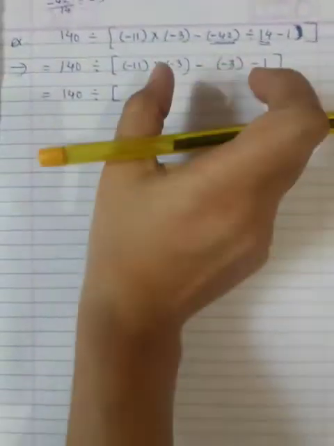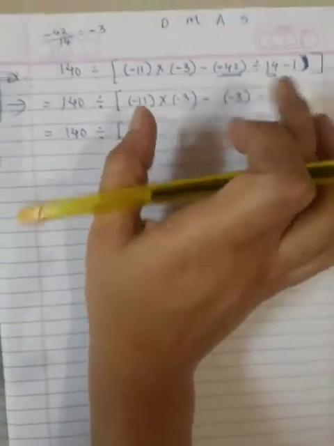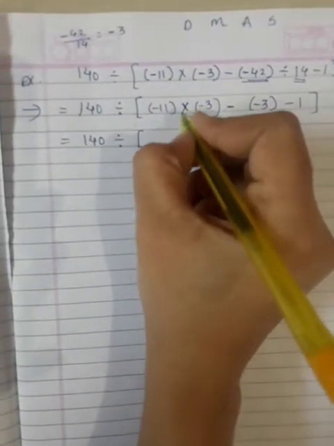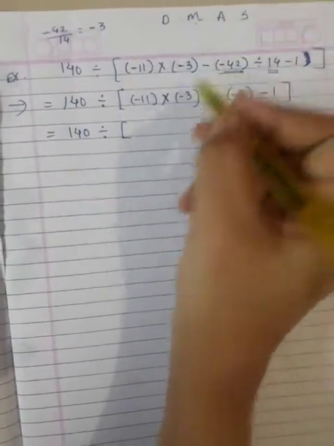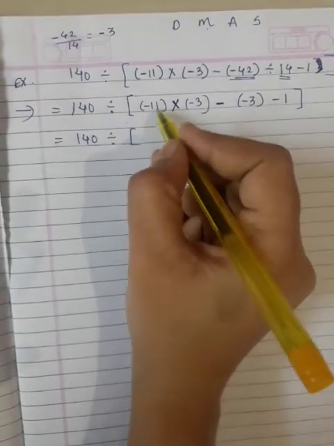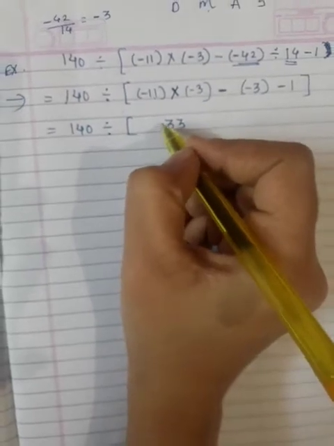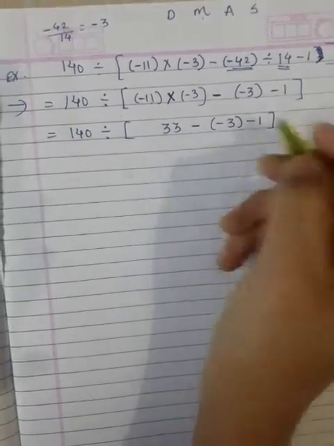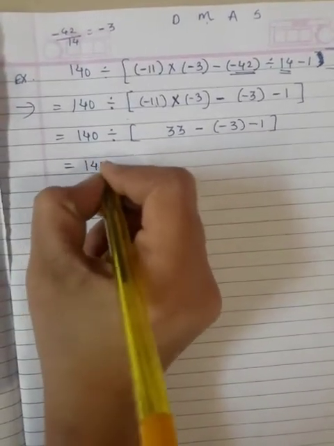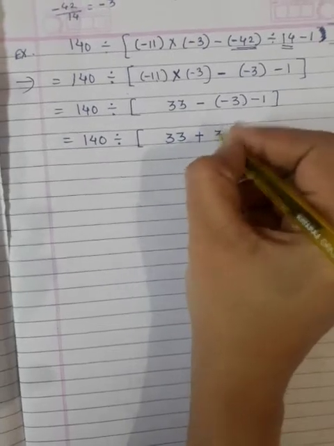Now again what is our first step? First solve brackets. In the brackets there is multiplication and subtraction. We first solve multiplication. Now there is multiplication between these two numbers. So 11 into 3 is 33, minus into minus, we know minus minus is plus. So what remains? Minus 3 minus 1. Now here 33 minus minus gives you plus 3, and here minus 1.